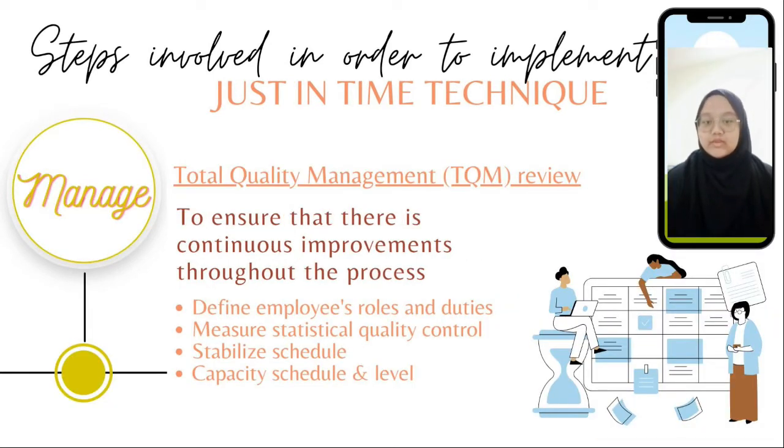The next step is manage. This stage includes total quality management, TQM, review. TQM means a management framework based on the belief that an organization can build long-term success. This is to ensure that there is continuous improvement throughout the process. By having this management review, we can define the employees' roles and duties, then define the measures and statistical quality control in order to stabilize the schedule and workload. Also not to be forgotten, the capacity schedule and the level.